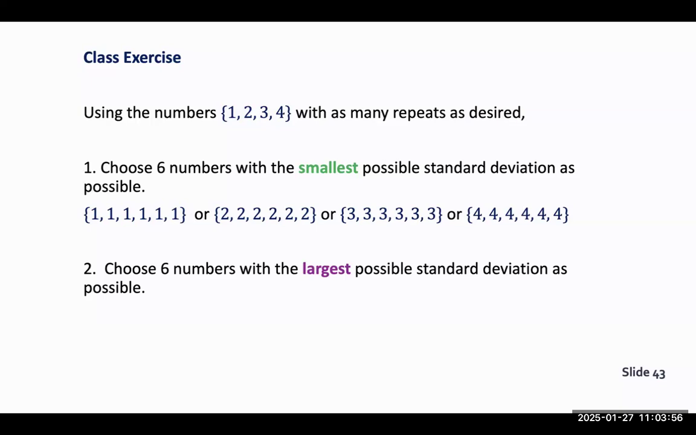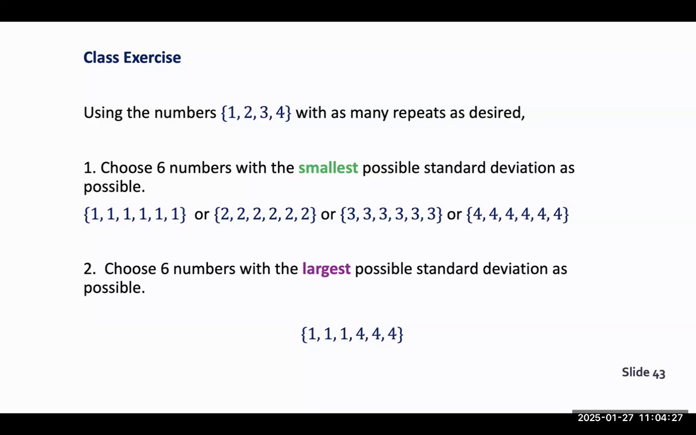Okay, so we want numbers that are as far away as possible. I believe this is the only example that has the most spread. Now, if we calculate the mean, if I add up all these numbers, I'll get 15. And if I divide by 6, I end up with 2.5. So the mean here is 2.5.